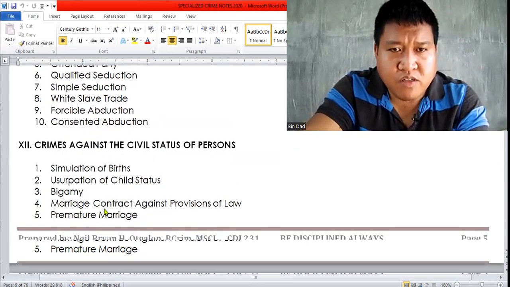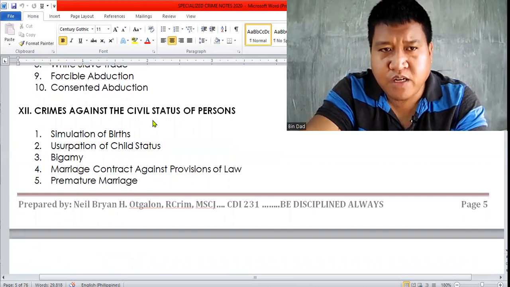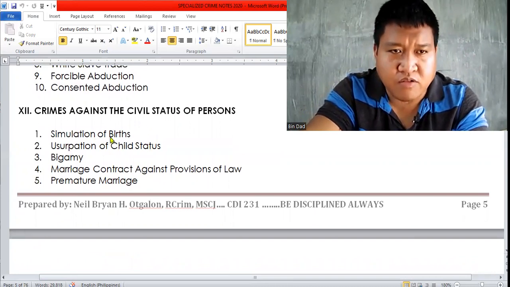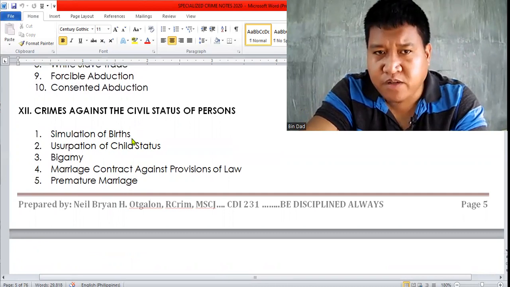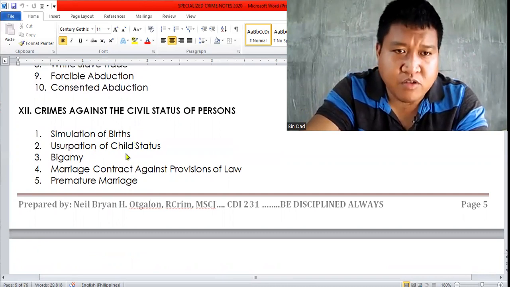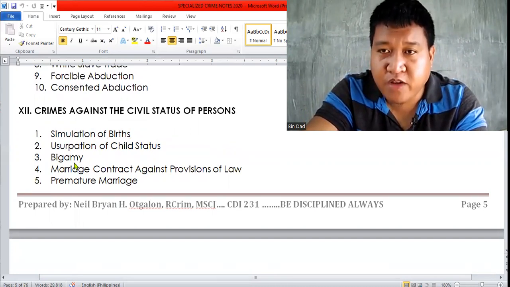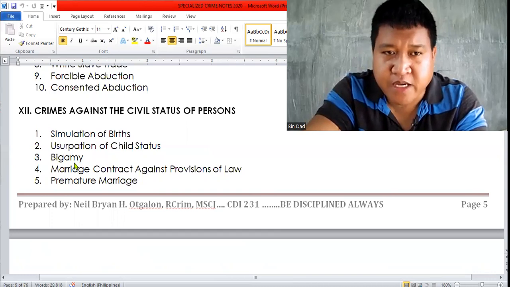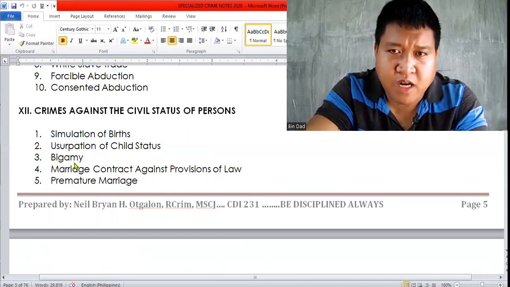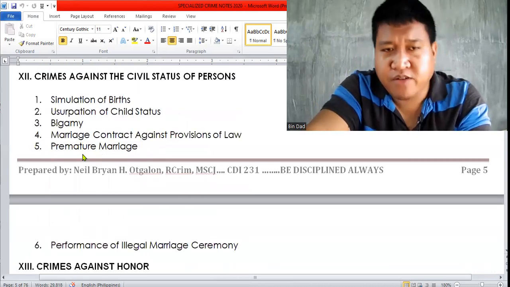Also, the crimes against the civil status of persons, civil status, whether married, single, or any other civil status. Simulation of births, yan, panloloko sa birth mo, no? Usurpation of child status, bigamy. Yung bigamy na yan, having two marriages, kaya nga bigamy. No? Pag nagpakasal ka ng dalawang beses, e meron ka pang isa, that is bigamy. Magkaiba ang bigamy sa adultery.